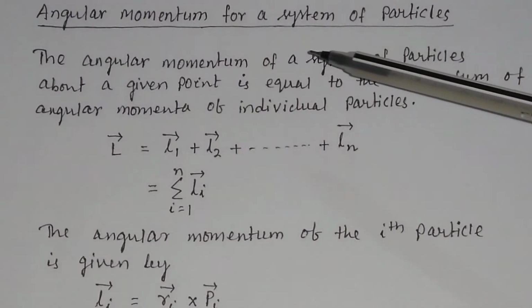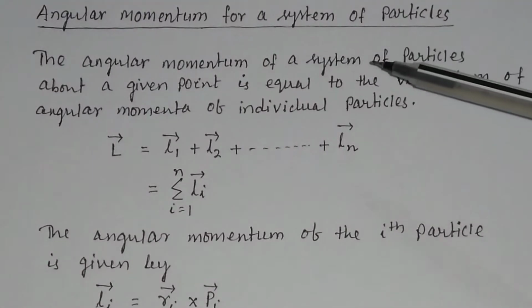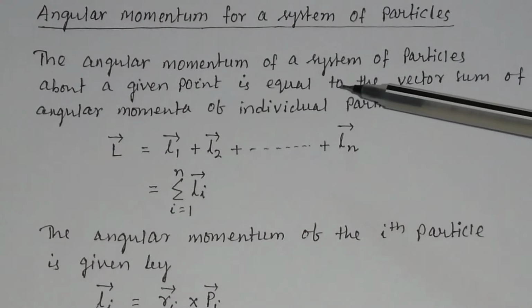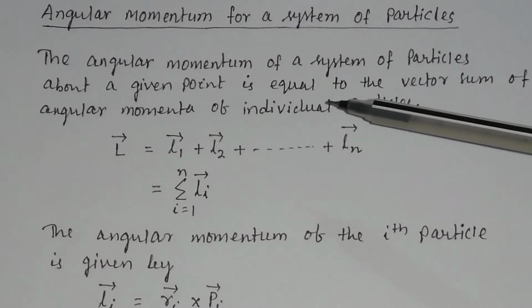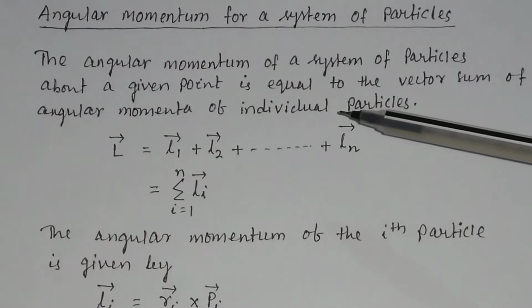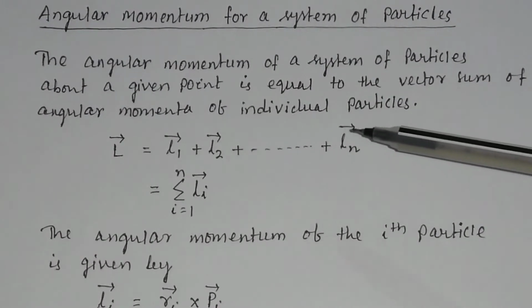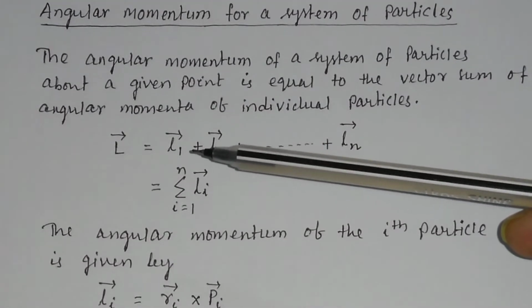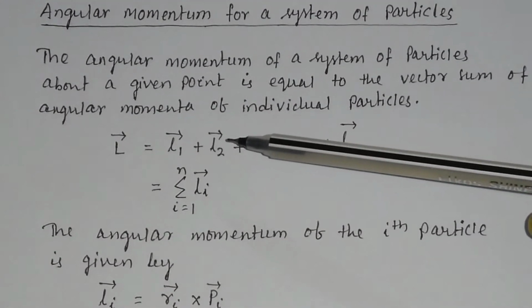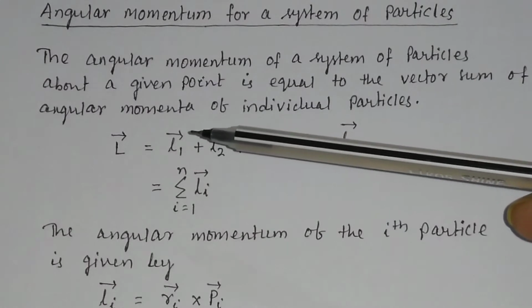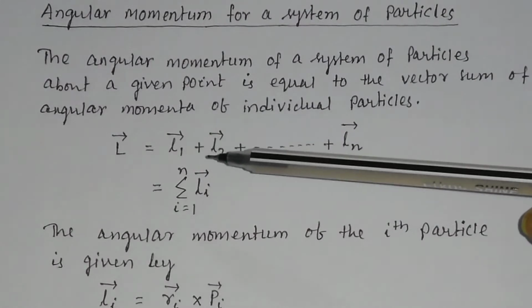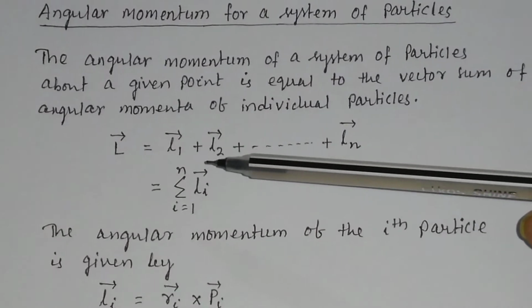Angular momentum for a system of particles. The angular momentum of a system of particles about a given point is equal to the vector sum of angular momenta of individual particles. We have deduced the expression for the angular momentum for a single particle, that is L equals R cross P.